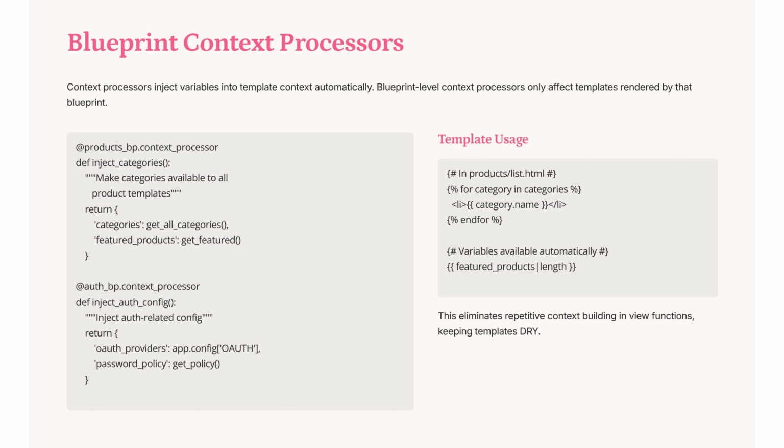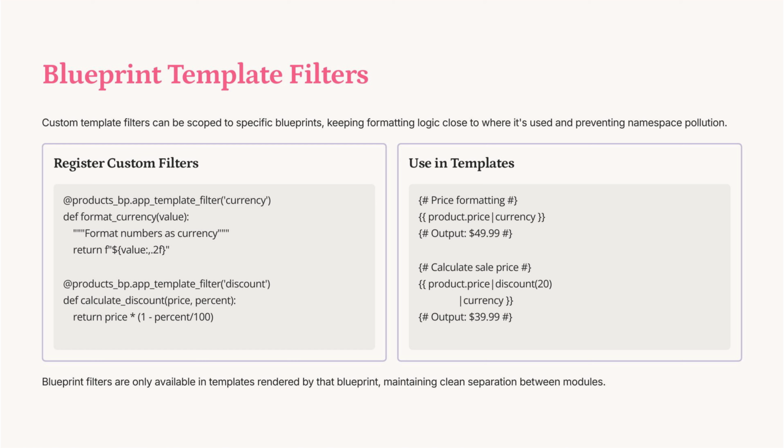rather than data preparation. Custom template filters in blueprints allow for scoped formatting logic, enhancing modularity. For instance, a currency filter formats numbers as currency, while a discount filter calculates sale prices. These filters are exclusive to templates within their blueprint, ensuring a clean separation of concerns and preventing namespace pollution.